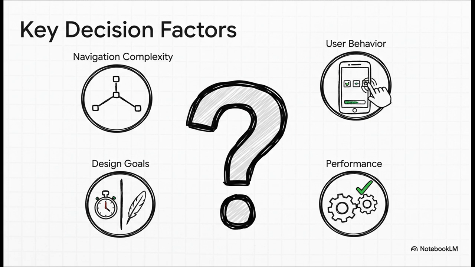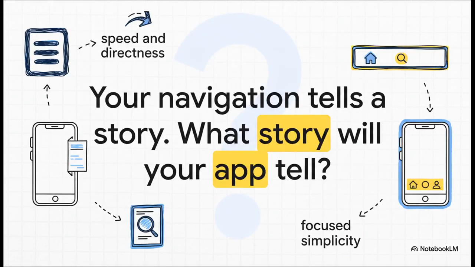And finally, a quick note on performance. Honestly, don't sweat it. Both of these widgets are super efficient, so you should base your decision purely on the user experience you want to create. Because at the end of the day, your navigation structure does way more than just help people get around. It tells a story. It tells the user what's important in your app. So is your app's story going to be about speed and direct access, or is it going to be a story about focused simplicity? That's the real question. So what story will your app tell?